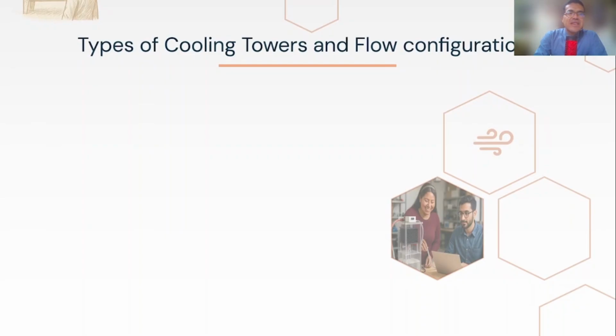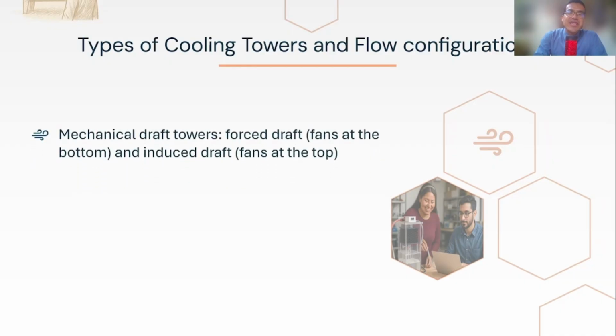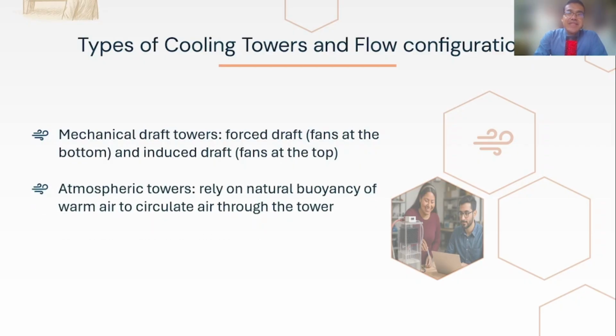cooling systems. Cooling towers are broadly classified into mechanical draft and atmospheric types. Mechanical draft towers use fans to move air. In forced draft, the fan is at the base pushing air upward. In induced draft, it's at the top pulling air through the fill. Atmospheric towers operate passively. They use natural convection, where heated air becomes less dense and rises, drawing cooler air through the fill without mechanical assistance. This type is more common in older or less energy-intensive applications.